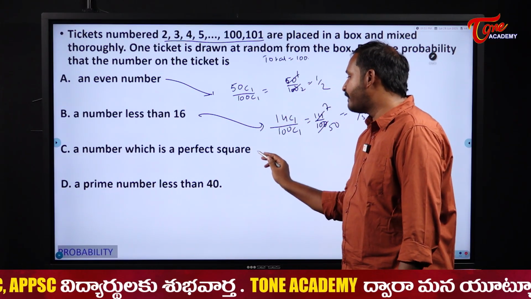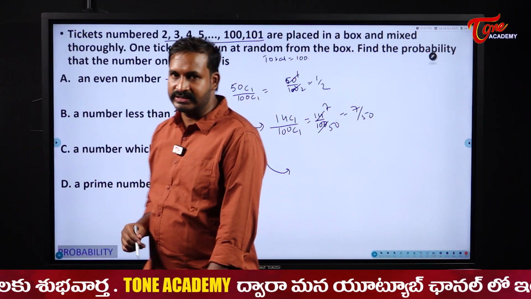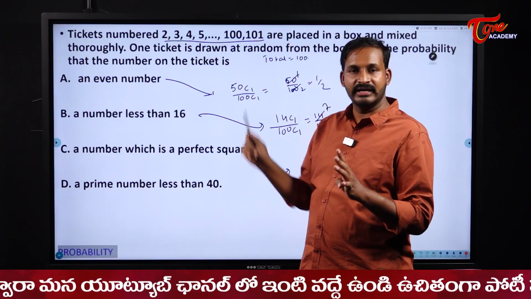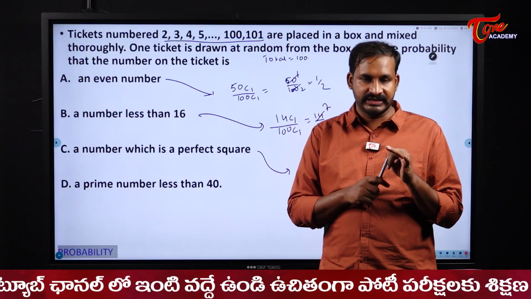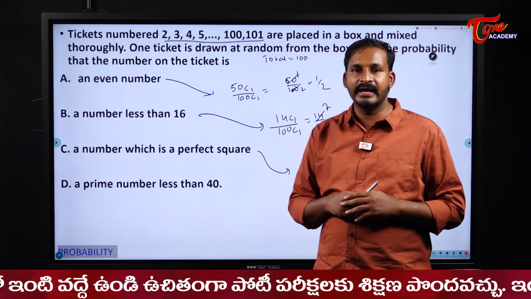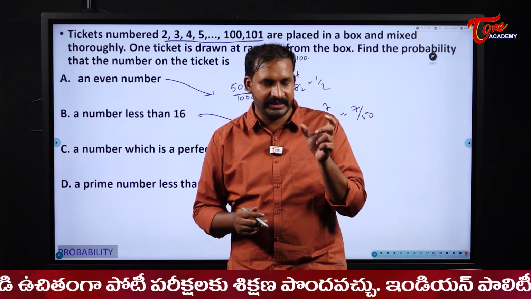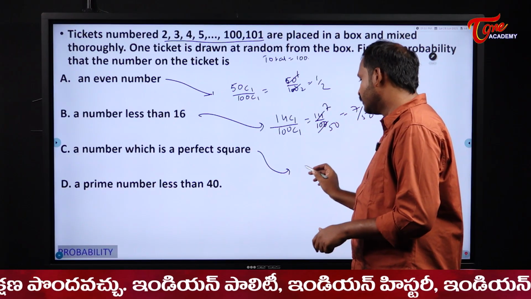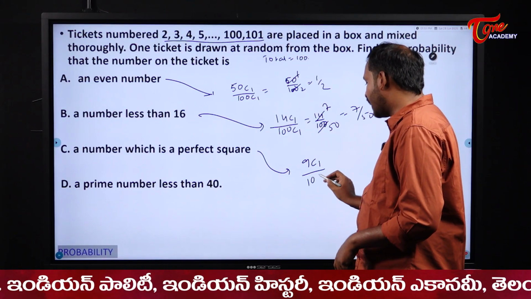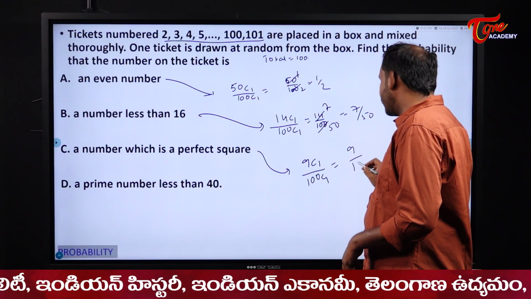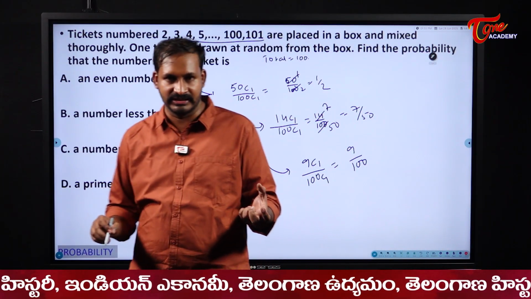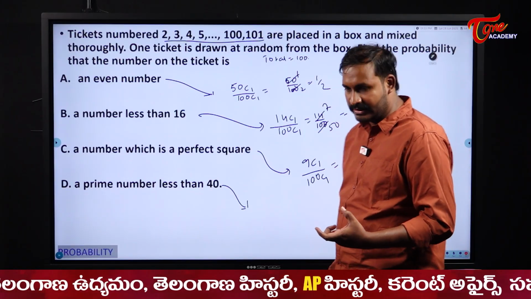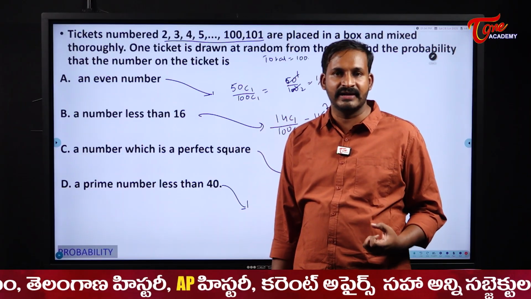Next, a number which is a perfect square. Perfect square numbers are how many in number? Tell me. Actually 1 is also there, but 1 is not there in our case. So 4, 9, 16, 25, 36 up to 100, right? Up to 100, I mean 10 squares except 1 square. So total how many perfect squares will I have here? 9 perfect squares. So 9 C1 by 100 C1, so my probability here will become 9 by 100. Here 1 square is not there in the given series. 1 square is 1, so that is the reason I am eliminating. A prime number less than 40. How many prime numbers are there less than 40, students?